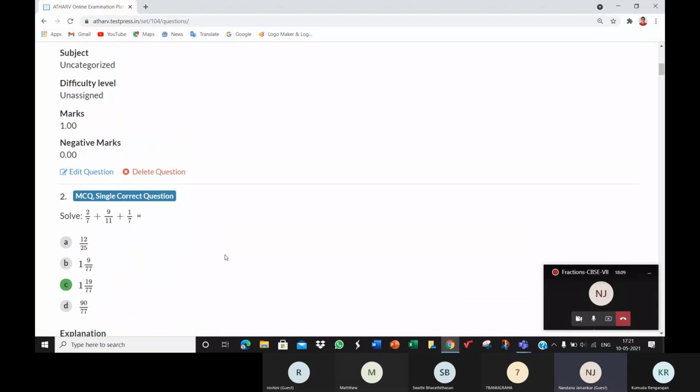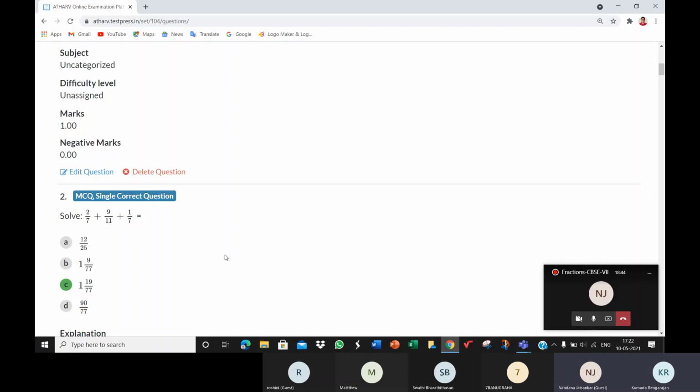Tell me, children, how do we do the second one? Are the given fractions like fractions? No, ma'am. 2 by 7 and 1 by 7 are like fractions, but 9 by 11 has a different denominator. So all the 3 fractions are not like fractions. So to add them, we need to make them like fractions. We need to bring them to the same denominator.